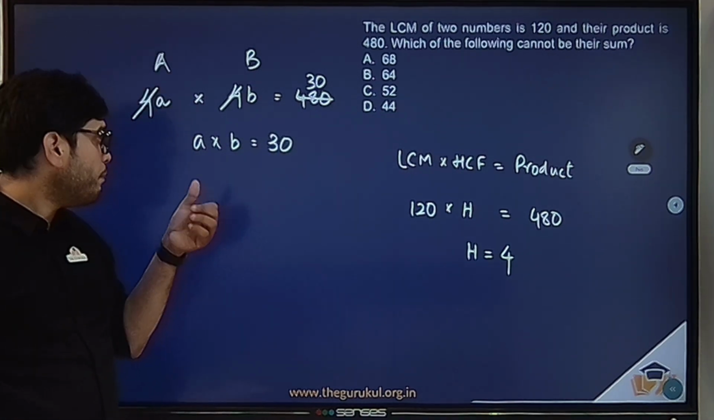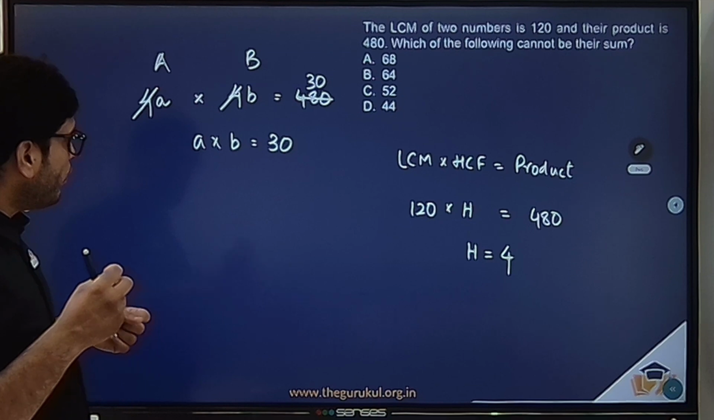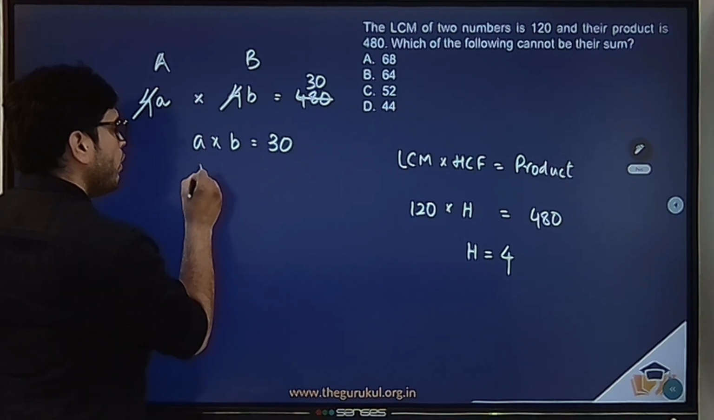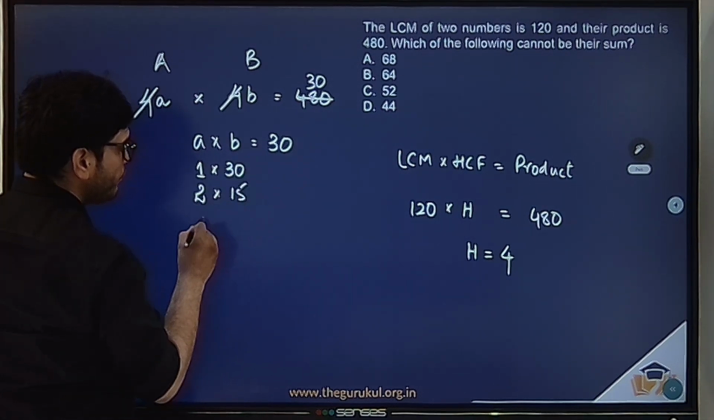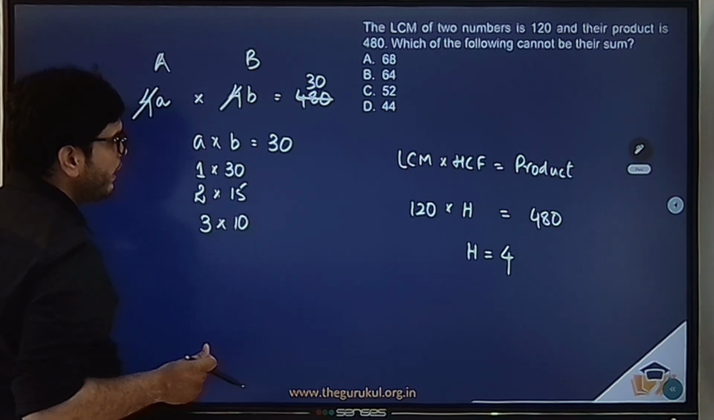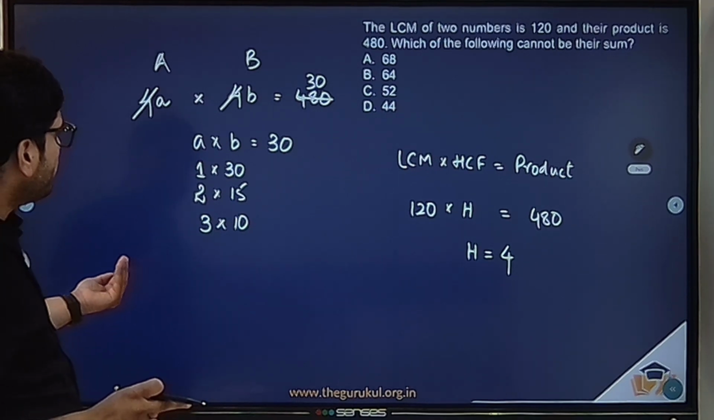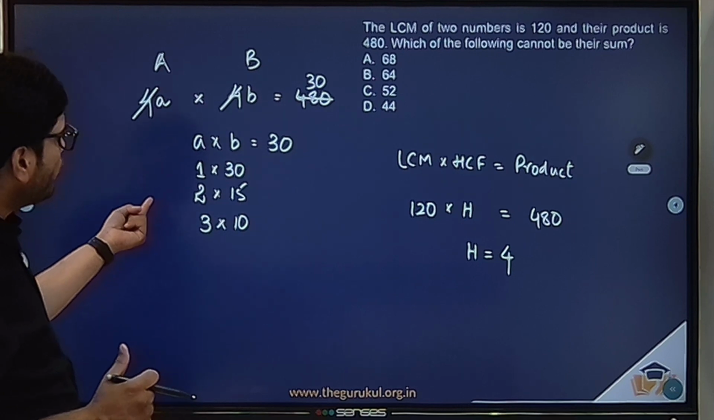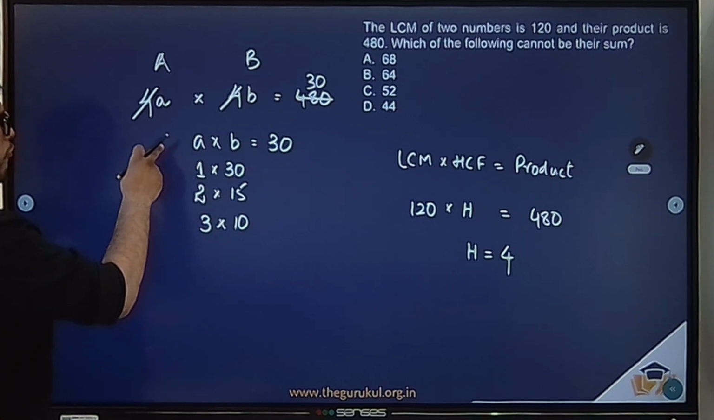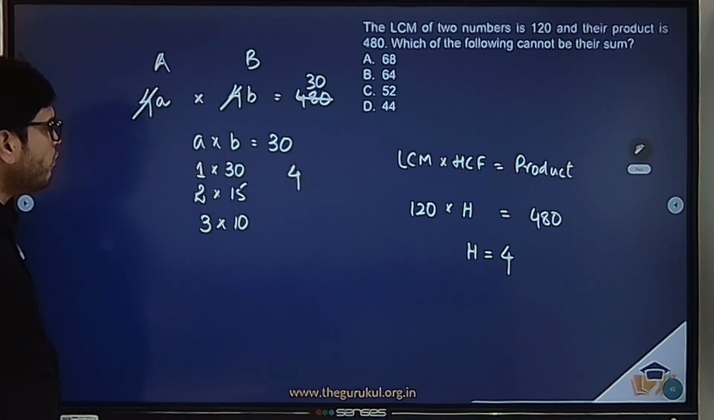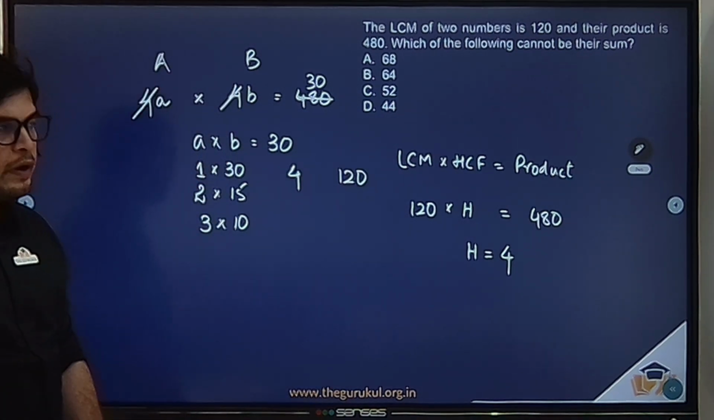And now please keep this in mind that a and b should be co-prime to each other. Now how can I write 30 as a product of two numbers such that they are co-prime to each other? Now one way is 1 into 30, next 2 into 15, then 3 into 10, then 15 into 2, and 30 into 1. Now a and b can be 1 and 30. So 4a and 4b: 4 into 1 is 4, 4 into 30 is 120. 4 and 120 could be the numbers.